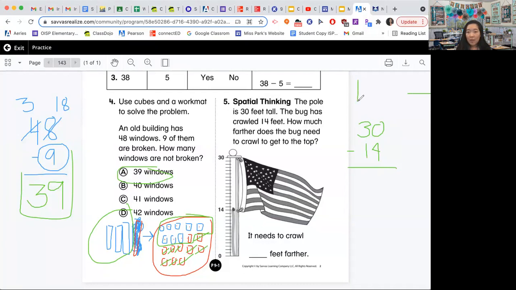Ready? So we have 3 10s and 0 1s. Uh-oh. Which number is bigger, the 0 or the 4? The 4 is bigger. More on the floor. Go next door and get 10 more.